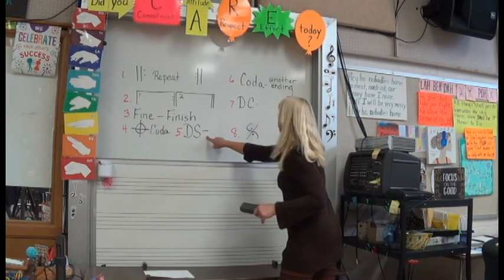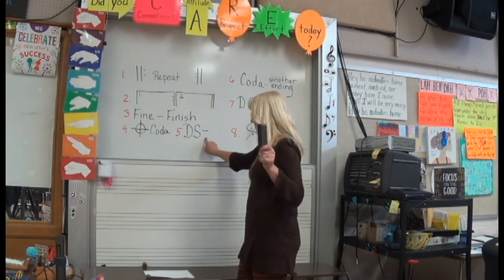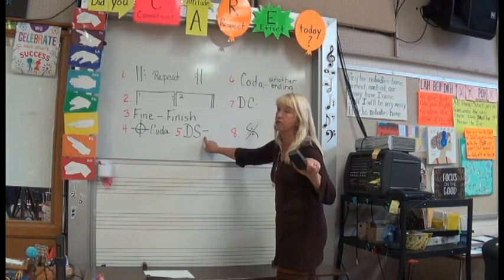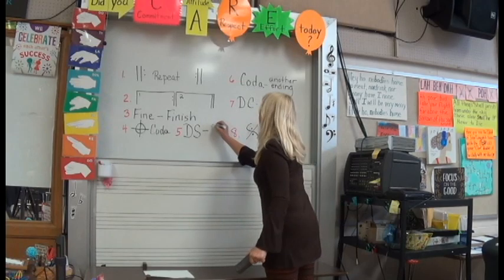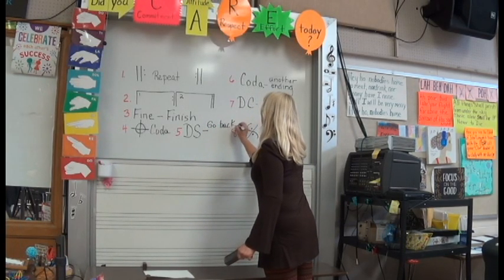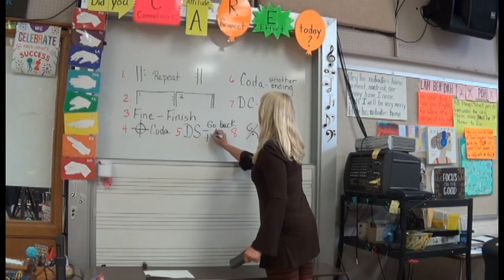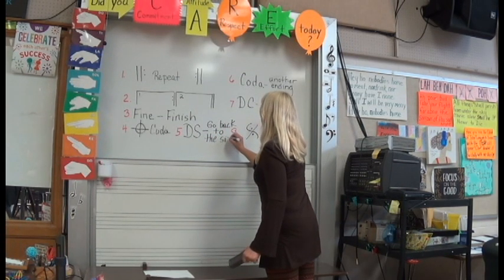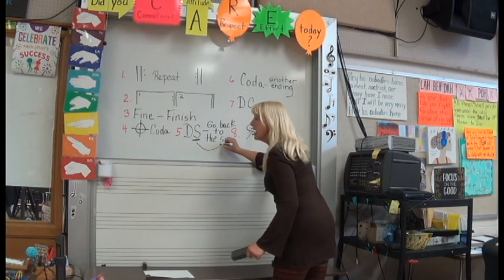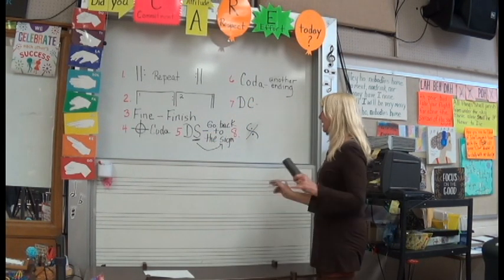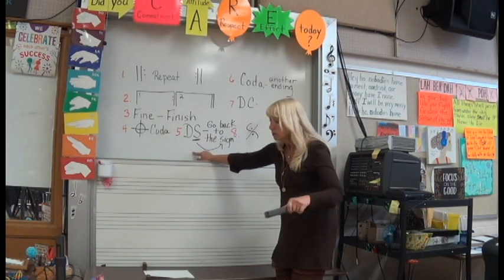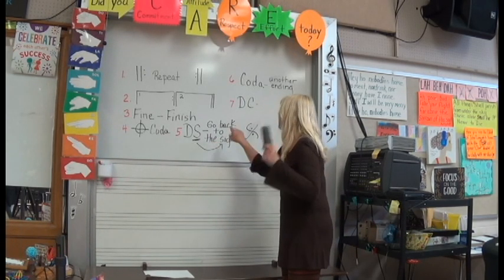Okay, let's go to 5. I skipped one. DS. You ready? This is del segno, but you don't need to know that. What you need to know is it means go back to the sign. S as in sign. Go back to the sign. DS means, right, go back to the sign.